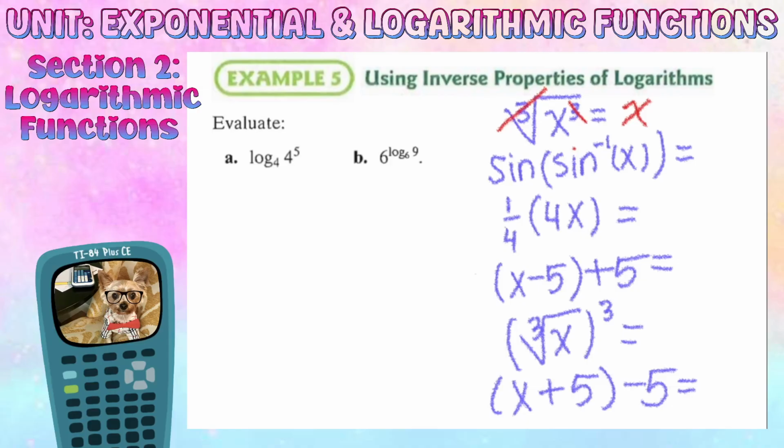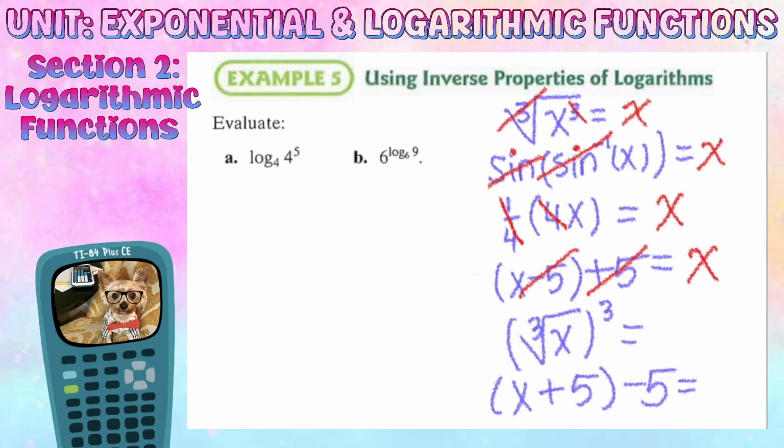All right, so sometimes they're not always one-to-one, but I set these up so everything's in a good position for us to go ahead. Sine inverse of sine x, well, that's just going to be x. What's 1/4 of 4 times x? Multiplying and dividing, those are inverse operations. x minus 5 plus 5, well, that's just going to be x.